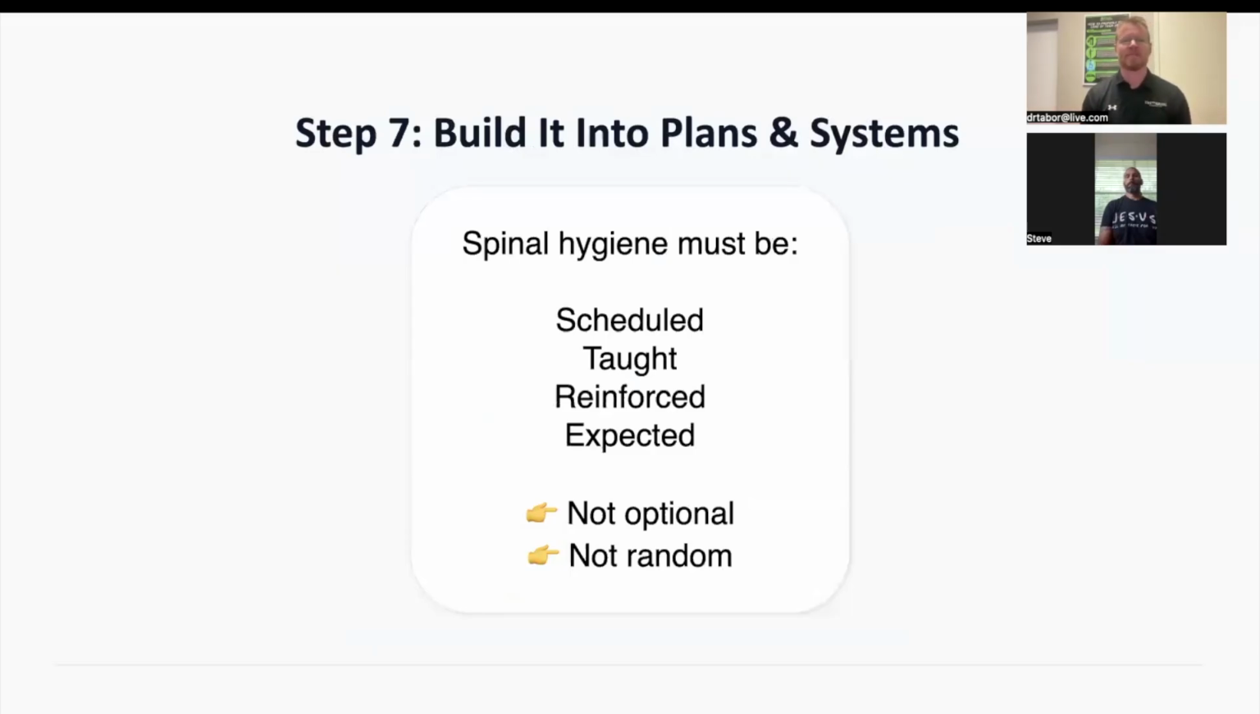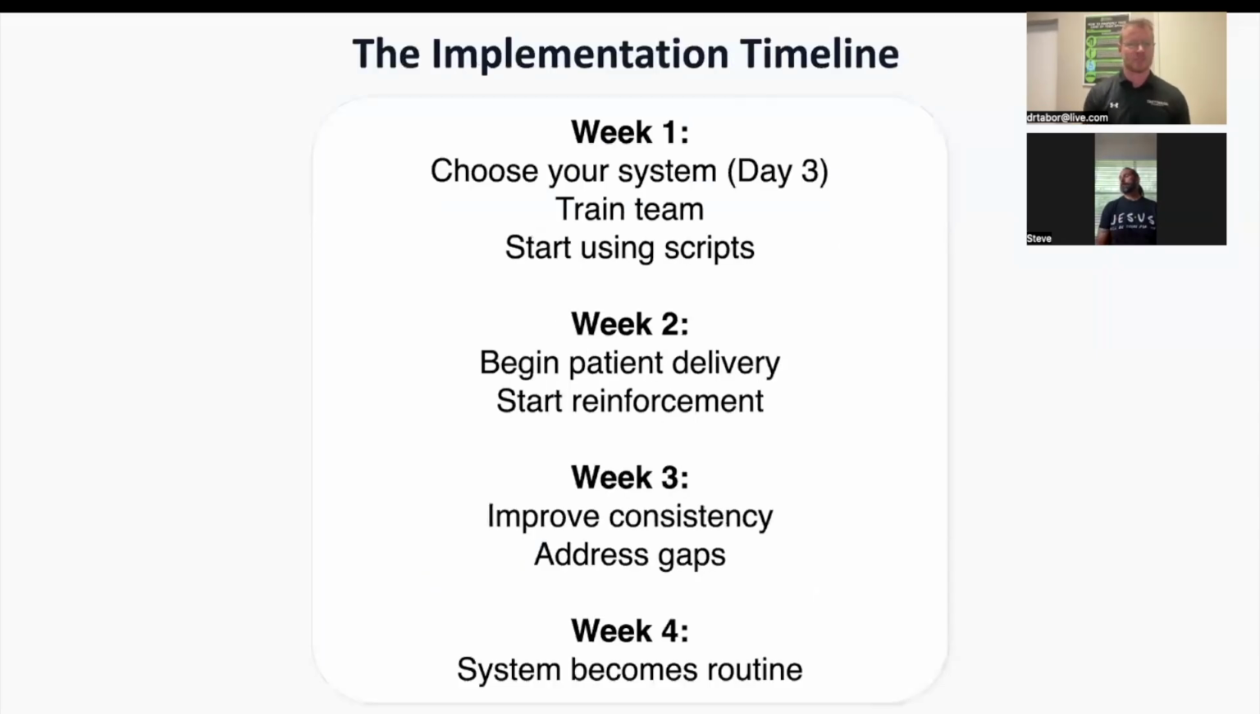So step seven, make sure we're building it into their care plans and into our systems. This is not optional. This is not random. This is scheduled. It's taught. It's reinforced. It's expected. This is part of our processes and part of our mission is teaching people how to take care of their spine and nervous system for a lifetime. It's the most important thing that they can do for their health, and it's our job.